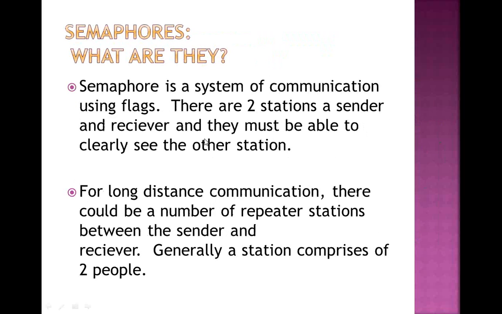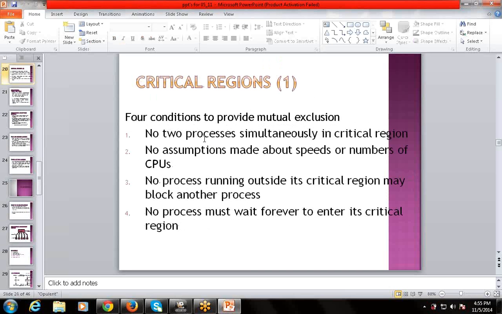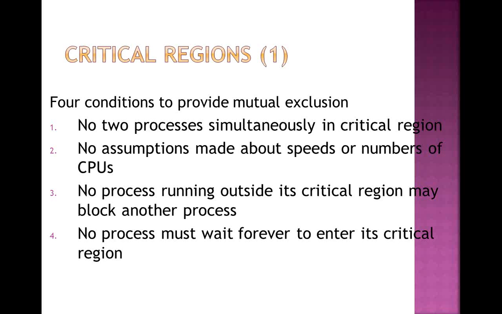There are 4 conditions to provide mutual exclusion. First, no 2 processes may be simultaneously in the critical region. Why? Because if 2 processes are in the critical region simultaneously, there is confusion, and no process can access the resources of the CPU. That is the main disadvantage. The next condition is that no assumption is made about the speed or the number of CPUs.